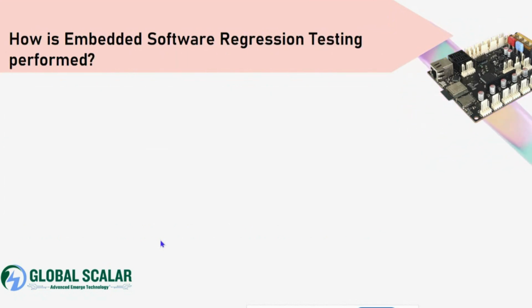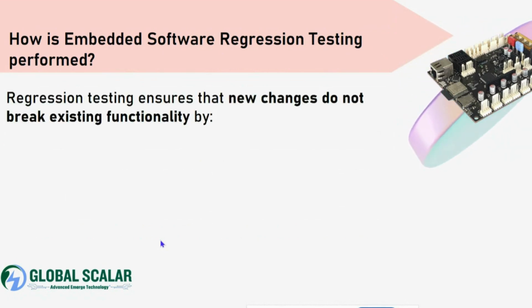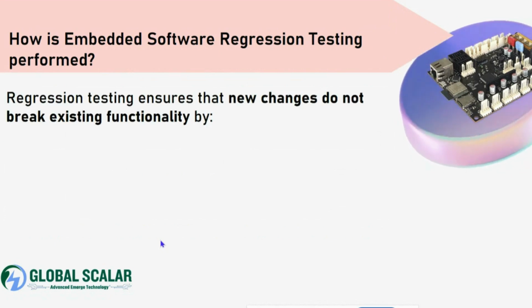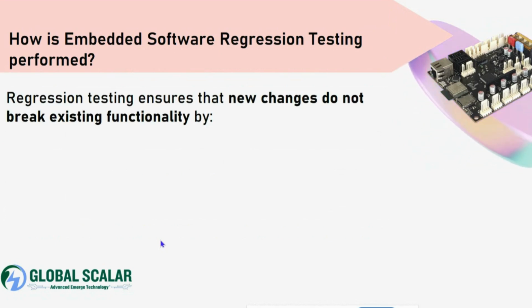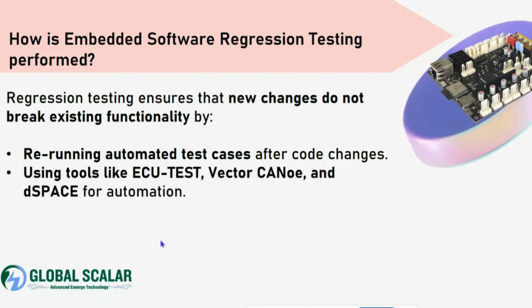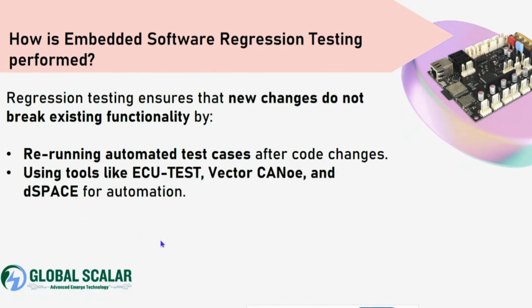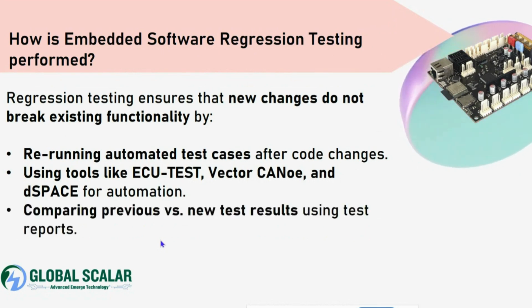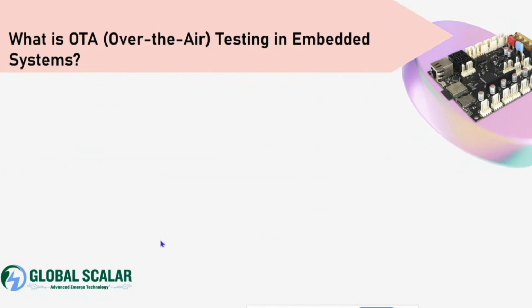What is embedded software regression testing? How can it be performed? Regression testing ensures that new changes don't break the existing functionality by rerunning the automated test cases after code changes, using tools like ECU-TEST, Vector CANoe, and dSPACE for automation, and comparing the previous and new test results using the test report.